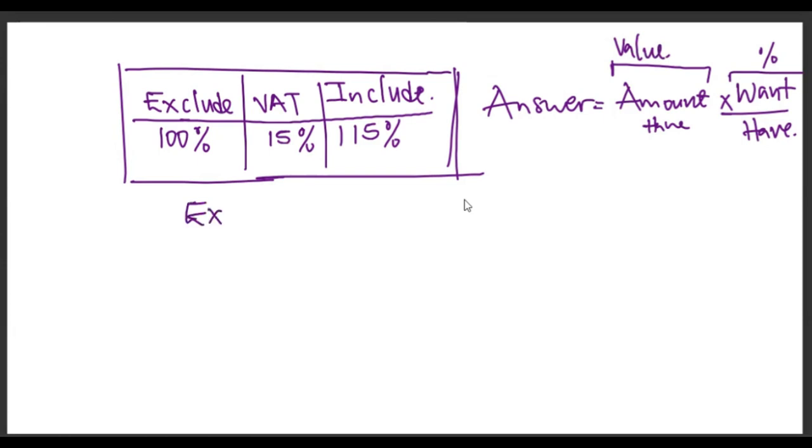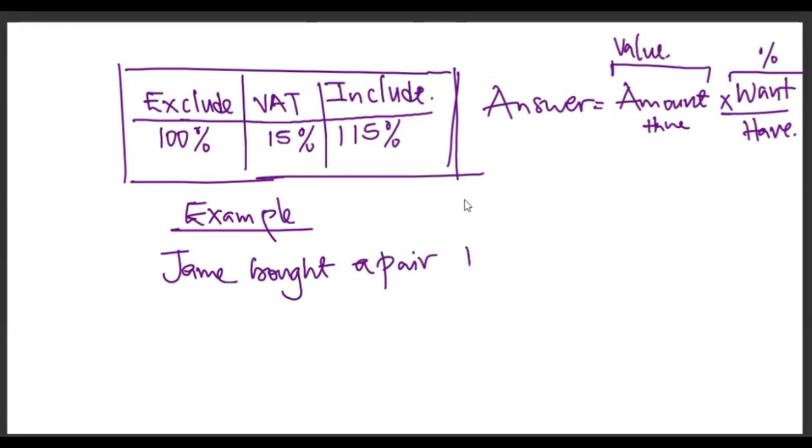Example: James bought a pair of shoes worth 480. So question A asks how much VAT was included.